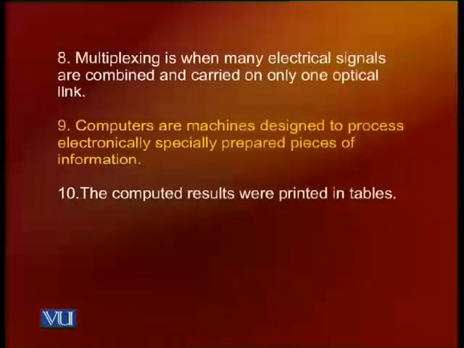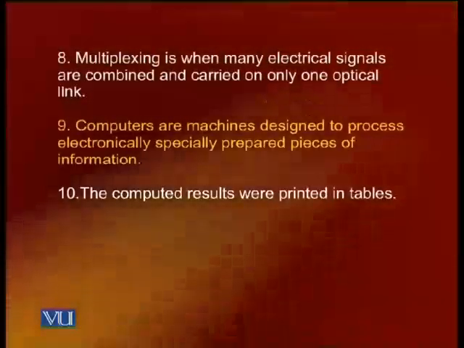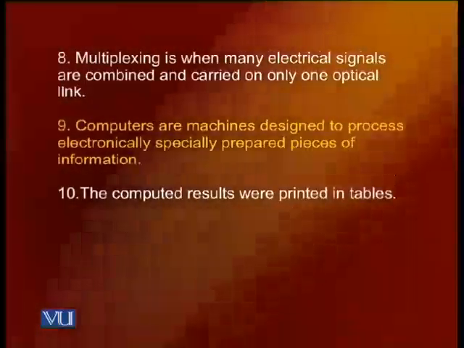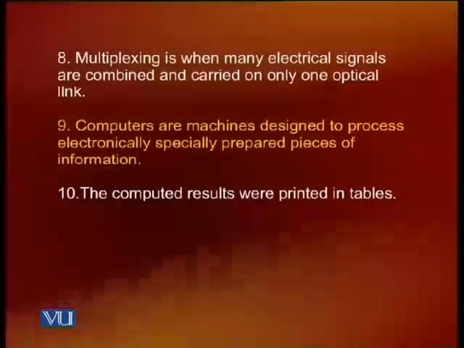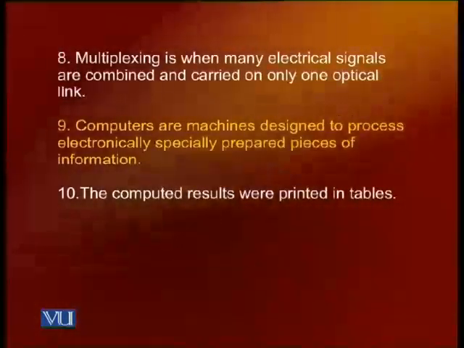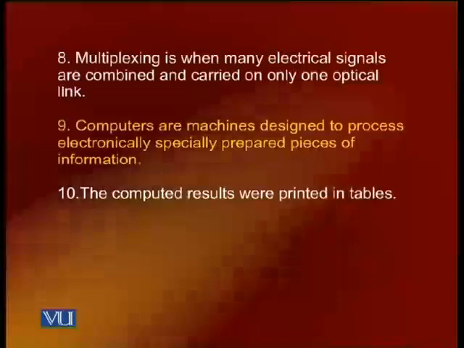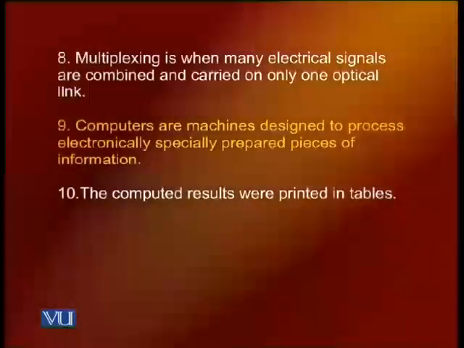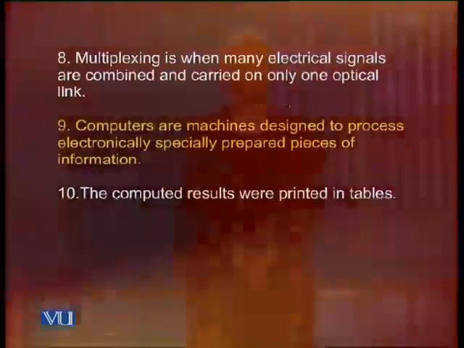Multiplexing is when many electrical signals are combined and carried on only one optical link. Let me read it again. Multiplexing is when many electrical signals are combined and carried on only one optical link. Simple. ING in the word multiplexing, AL in the word electrical, and again AL in the word optical.